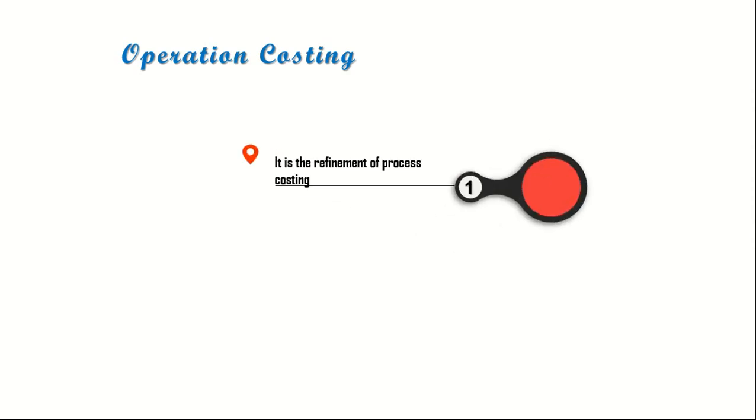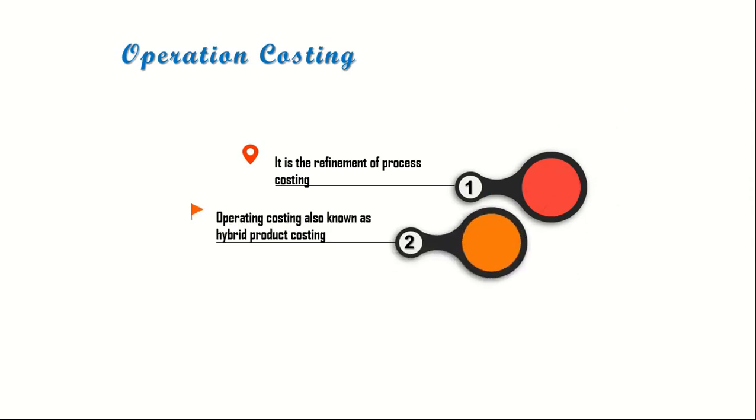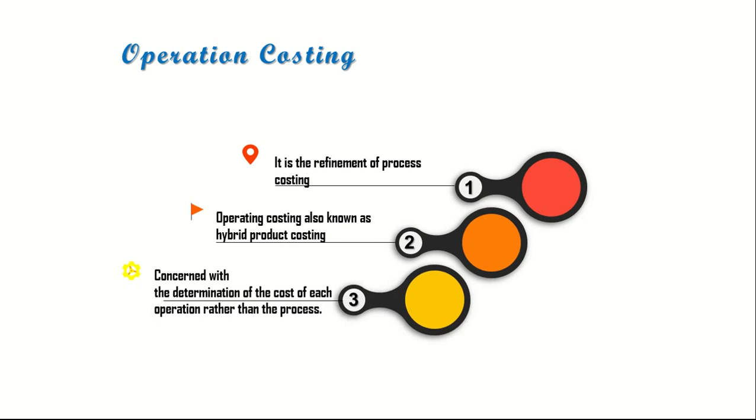Operation costing. This product costing system is used when an entity produces more than one variant of final product using different materials but with similar conversion activities. Which means conversion activities are similar for all the product variants but materials differ significantly. Operation costing is also known as hybrid product costing.